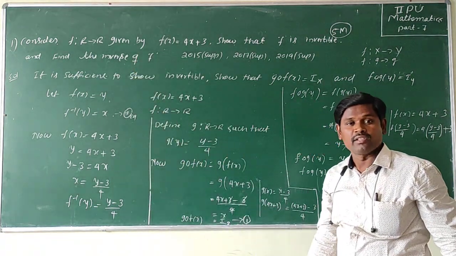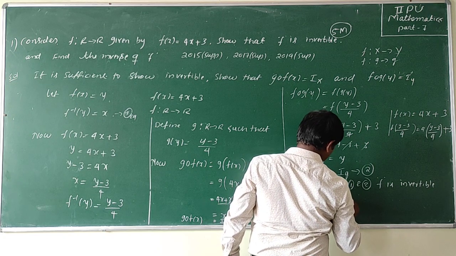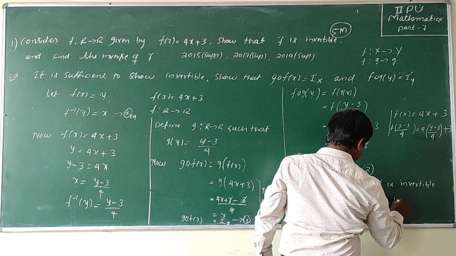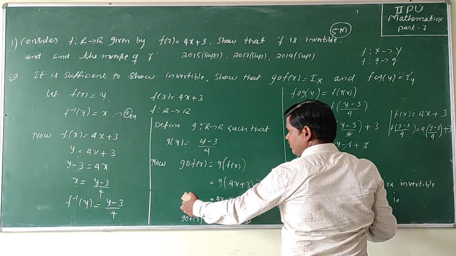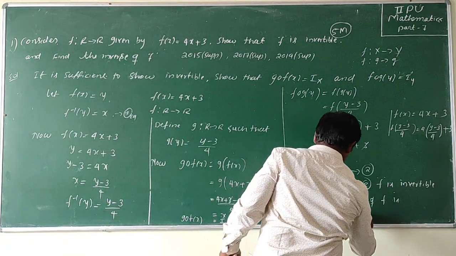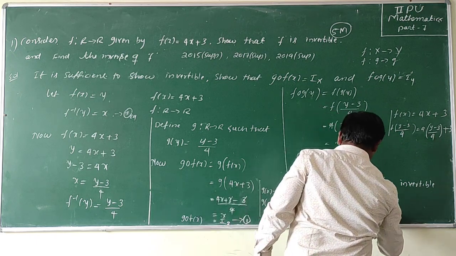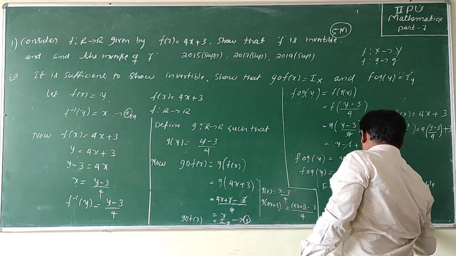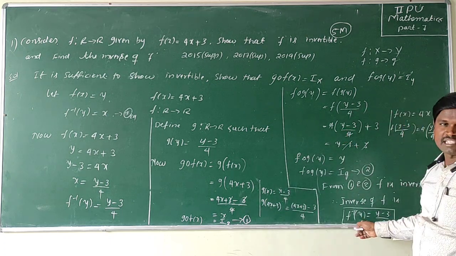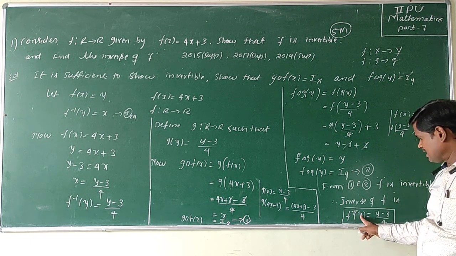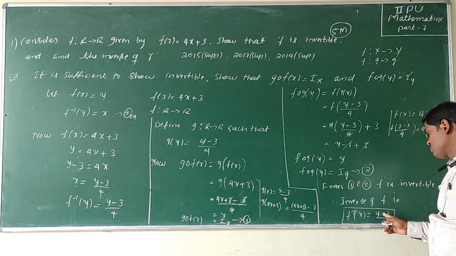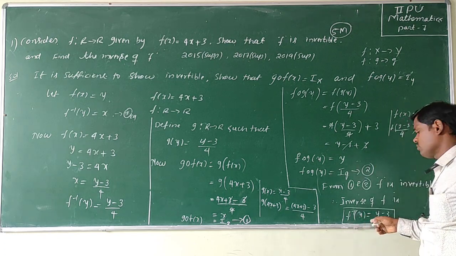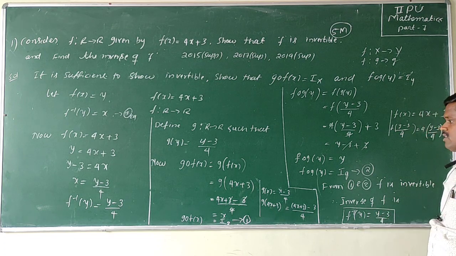So the inverse of f is f inverse. Here we already have f inverse of y equal to y minus 3 divided by 4. This is the inverse of the function. Or in terms of x, f inverse of x is equal to x minus 3 divided by 4. We are taking it in terms of y, so y minus 3 divided by 4. Okay, so this is clear.